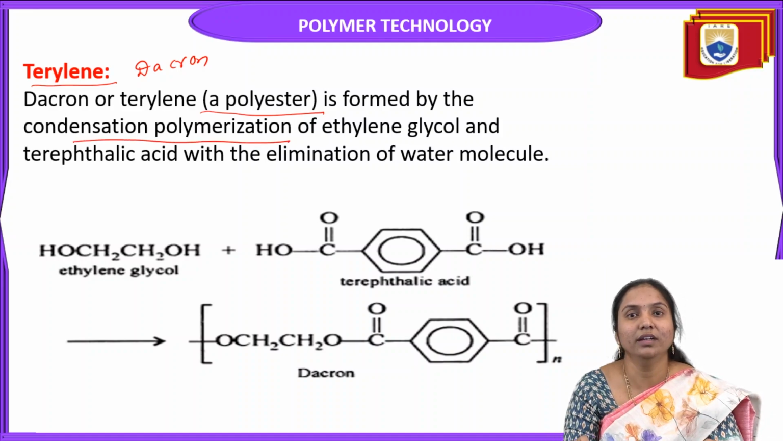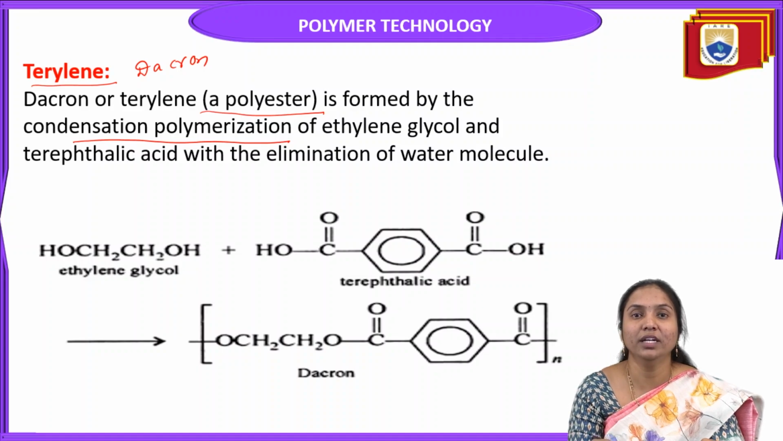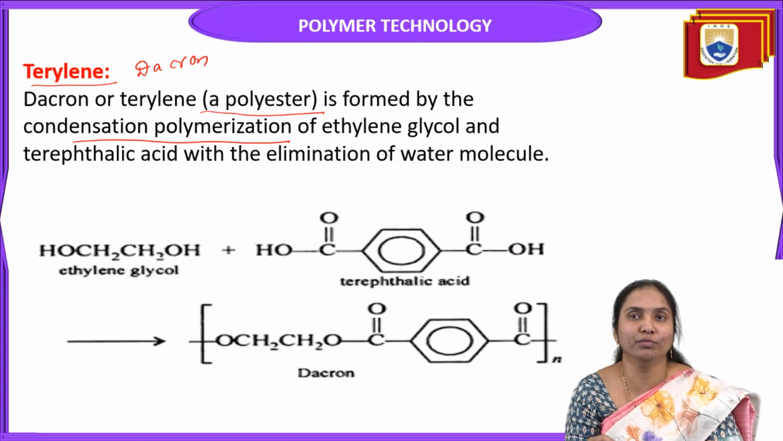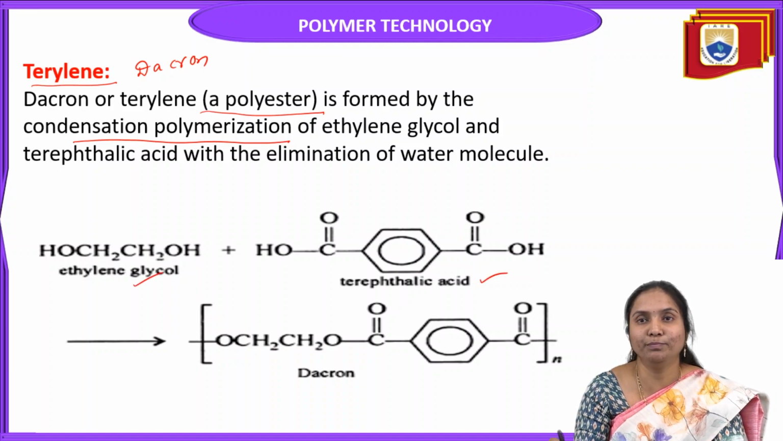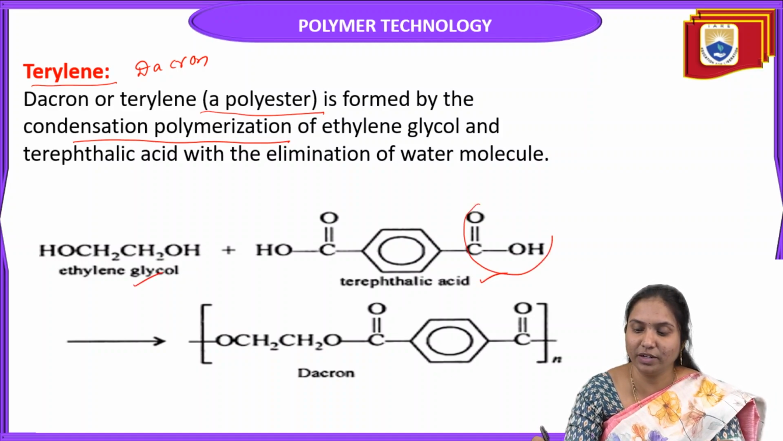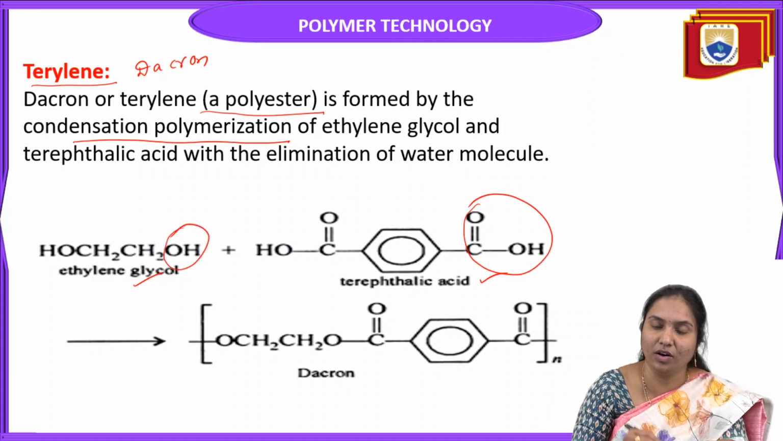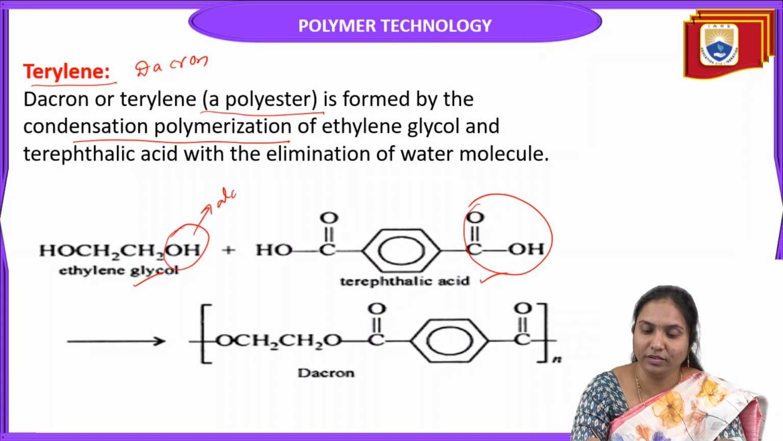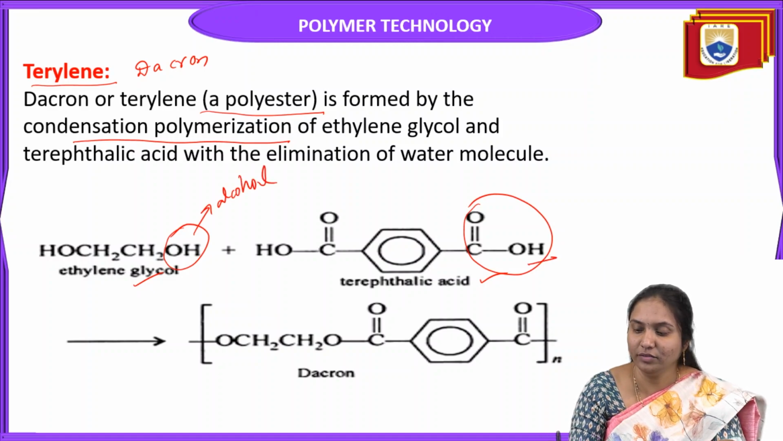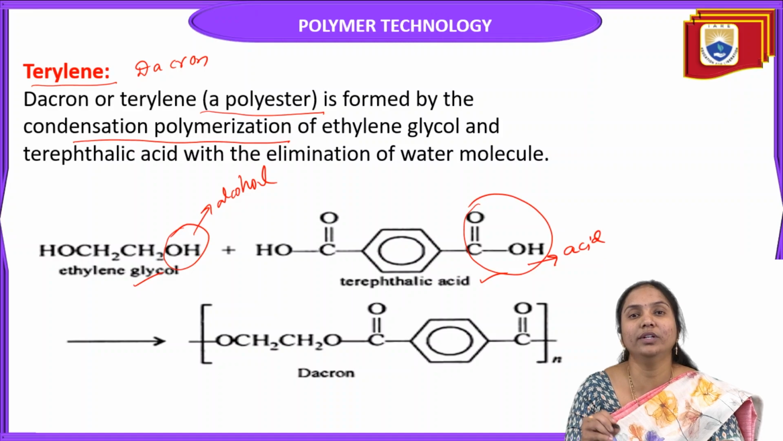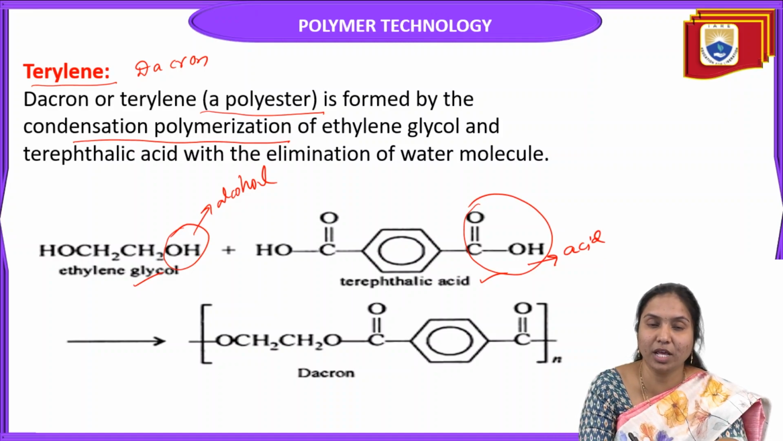Just now we discussed already, what is the meaning of condensation polymerization? It is formed by two different functional groups of monomers, eliminating a byproduct. So here terylene is prepared from ethylene glycol and terephthalic acid. Here one functional group is acid and here alcohol. So two different functional groups of monomers undergo which type of polymerization? Condensation.